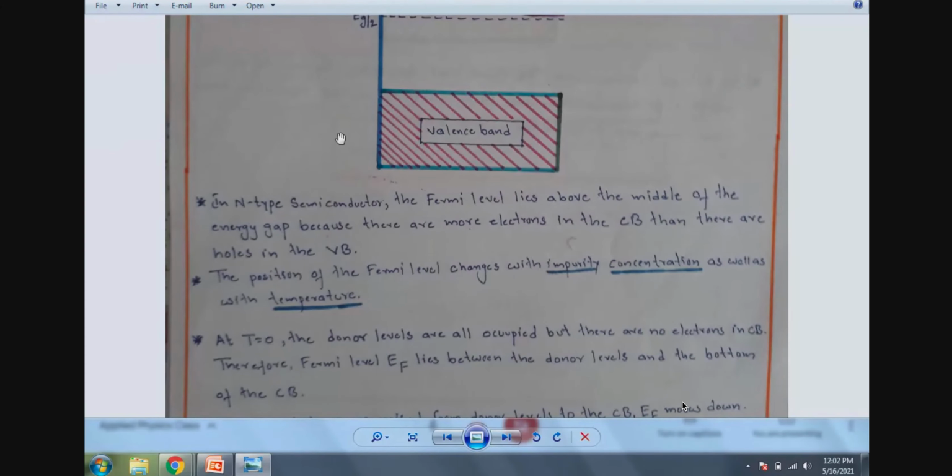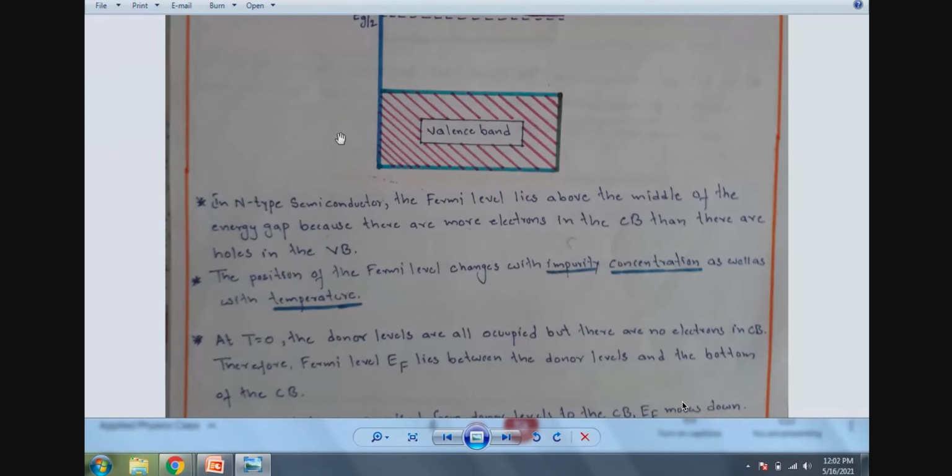What is the condition you have here? The concentration of holes in the valence band must be equal to the number of vacancies per unit volume in the acceptor level. That is the same principle we apply here also.